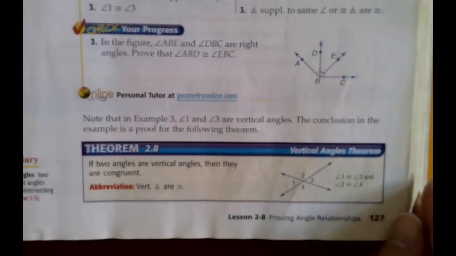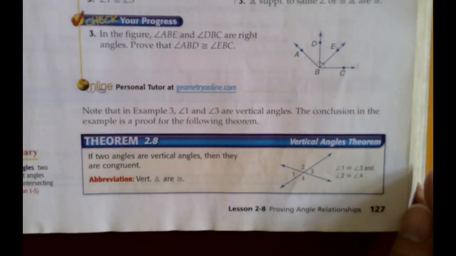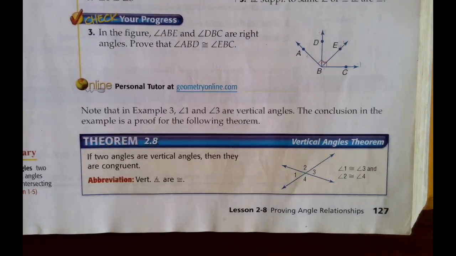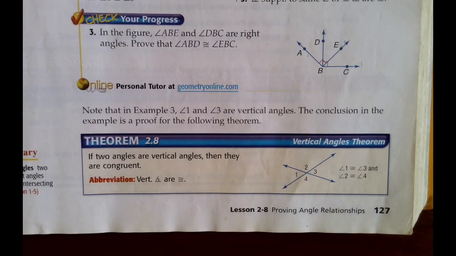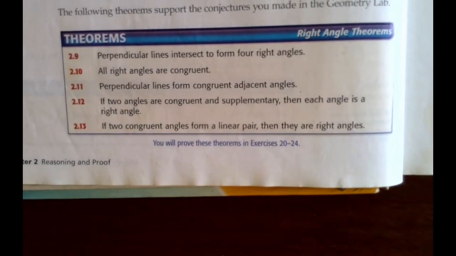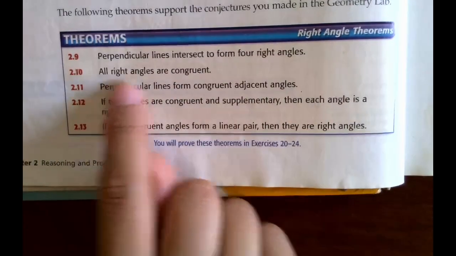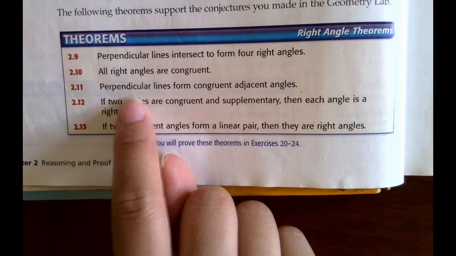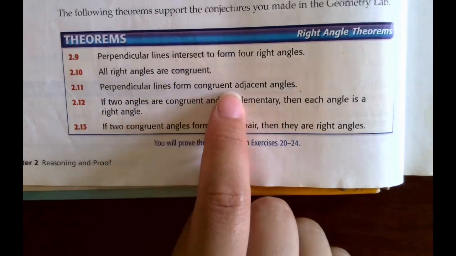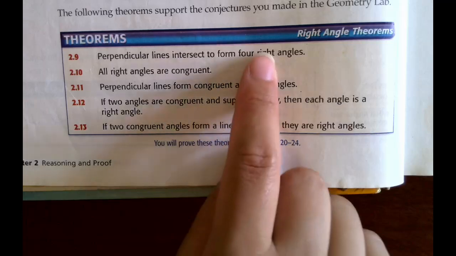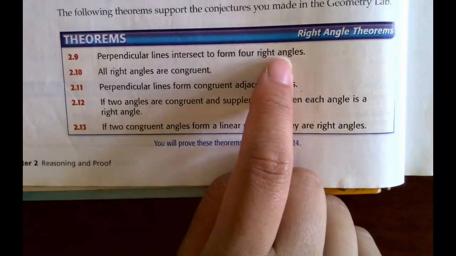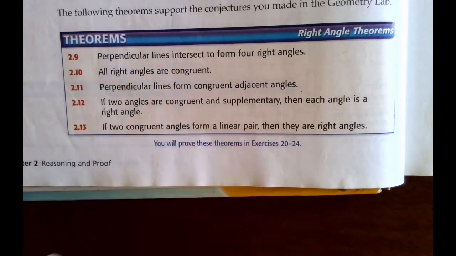Okay? And then last one here is the vertical angle congruence theorem. It just tells you that vertical angles are congruent. Okay? And there we go. And then here are some right angle theorems. Perpendicular lines form four right angles. All right angles are congruent. Perpendicular lines form congruent adjacent angles. The reason why is because they form right angles, and all right angles are congruent.